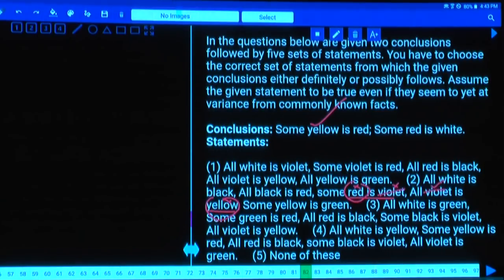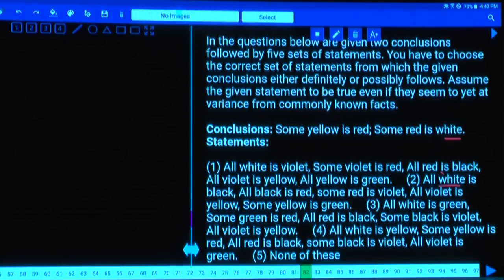Then coming to the next one, some red is white. Now we should have a relation between red and white. Now in order to have a relation between red and white, white is here, isn't it? White must be as it is, and black should go, red should come. Now we should have a statement between black and red. Where is that one? The second one.